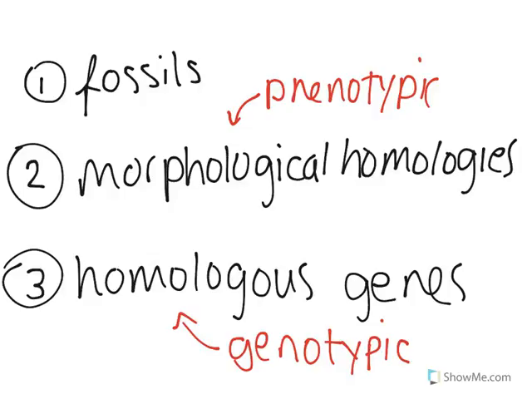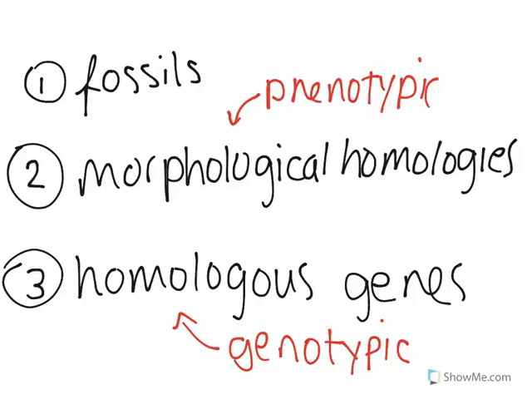So homologous genes are basically any similarities between your DNA. About 99% of our DNA is shared between primates. Things like that show very strong evidence that we had some common ancestor in the past, and we just diverged in our evolution in different ways. That's why we're different species now.